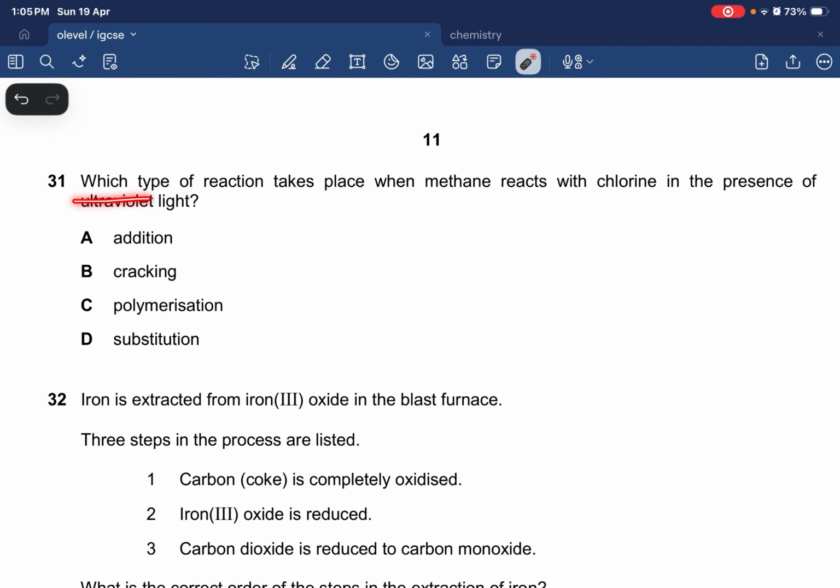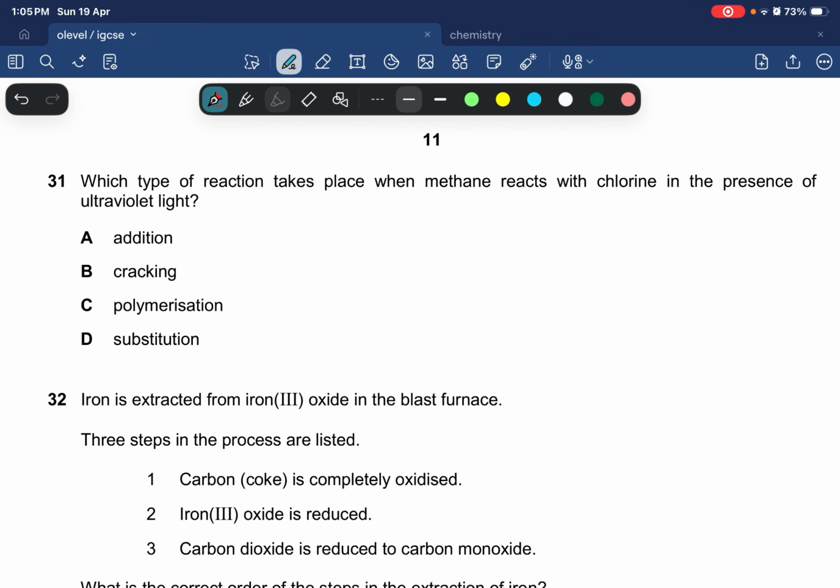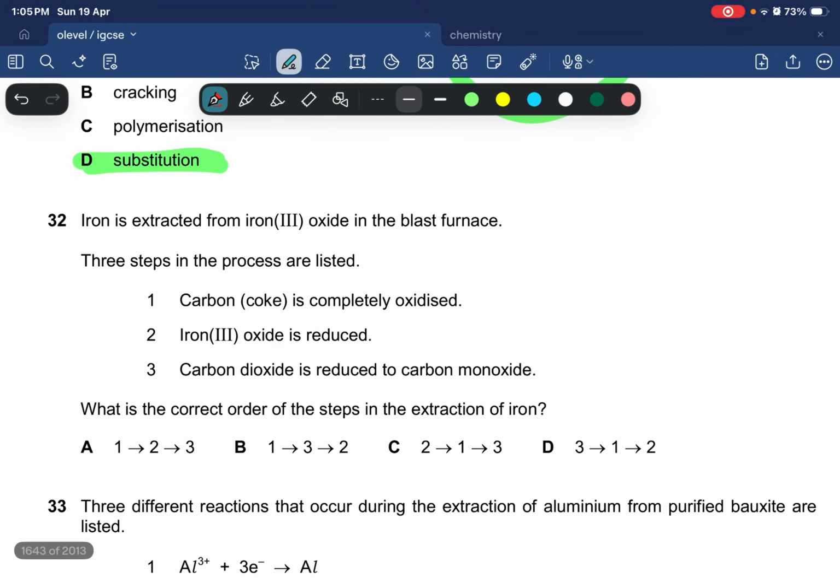Which type of reaction takes place when methane reacts with chlorine in the presence of UV light? UV light, do you remember? Substitution reaction, methane and chlorine. Chlorine is going to replace the hydrogens in methane. Okay, iron is extracted from iron 3 oxide in the blast furnace.